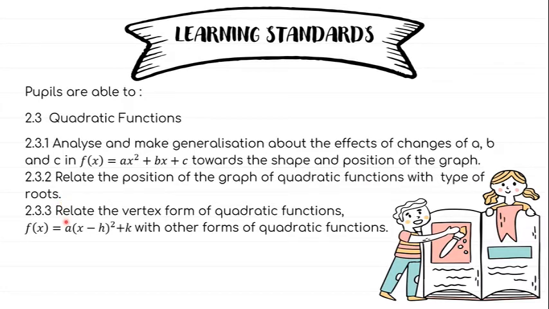And lastly, you should be able to relate the vertex form of quadratic functions, f(x) = a(x minus h) squared plus k, with other forms of quadratic functions.